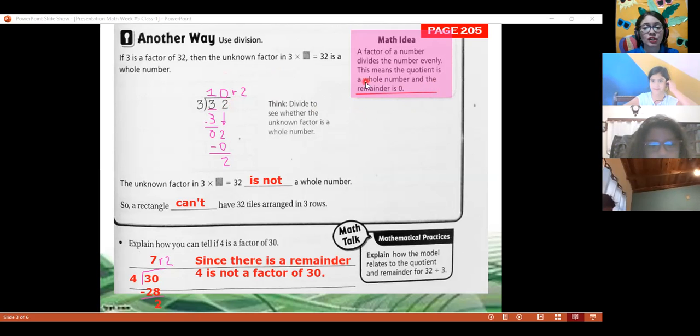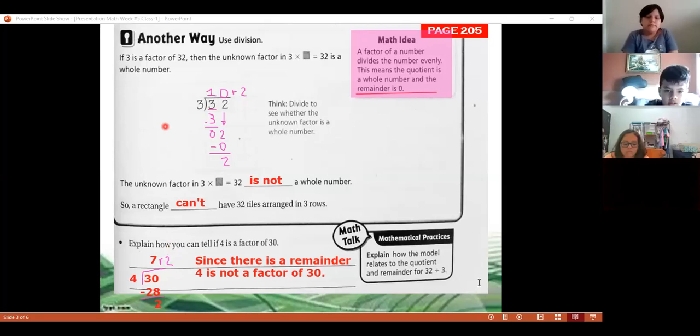So you need to study this. The remainder is 0. If I have remainders, it means that these numbers are not factors. 3 is not a factor of 32 because I have a remainder of 2. Here, 4 is not a factor of 30 because I have a remainder.